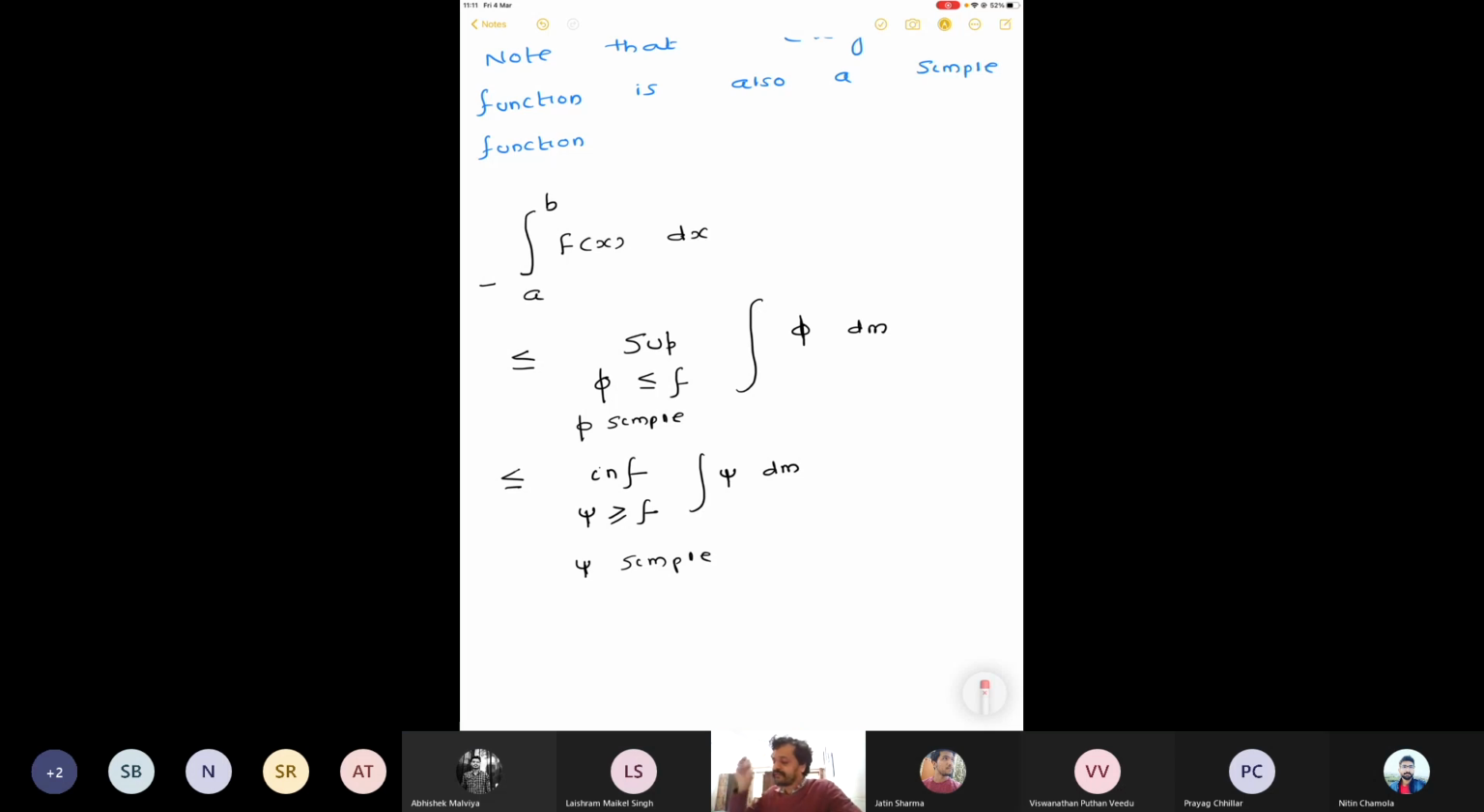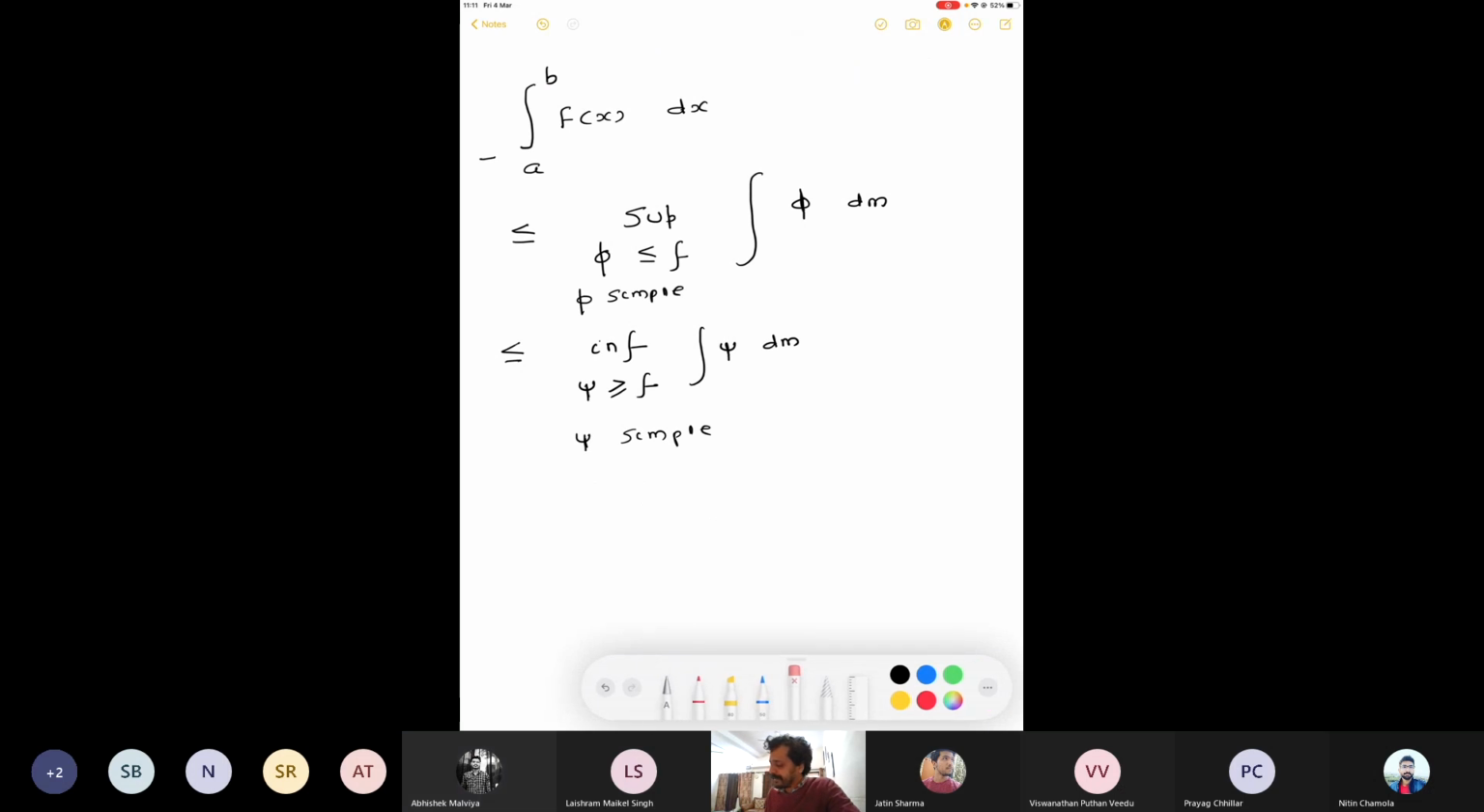Now, what is this? The infimum over psi greater than or equal to f of the integral over psi dm. Can you say that this is the upper limit? One minute. Before that, can you say that this is less than or equal to the integral a to b f of x dx, upper Riemann? Because what is upper Riemann? You are approximating f of x in each subinterval with the supremum. That means instead of integrating f of x, you are integrating a step function which is greater than f of x. Is that okay?